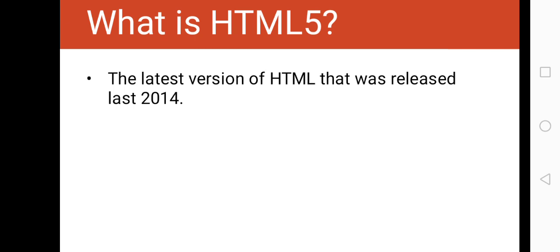HTML is somehow being used before until now, but there is a latest version of HTML that we called HTML5. So HTML5 is the latest version that was released last 2014. So the latest, again class, the latest version of HTML is HTML5, or others called it HTML version 5.